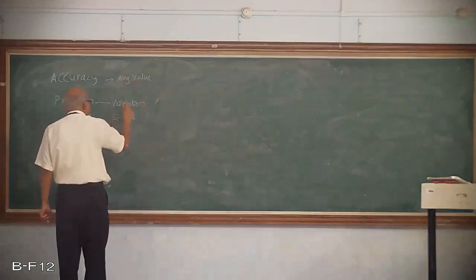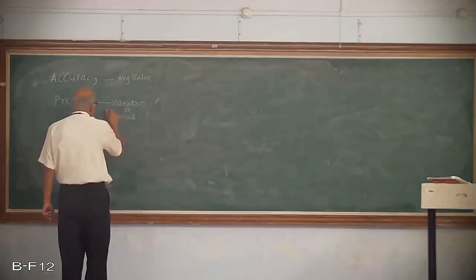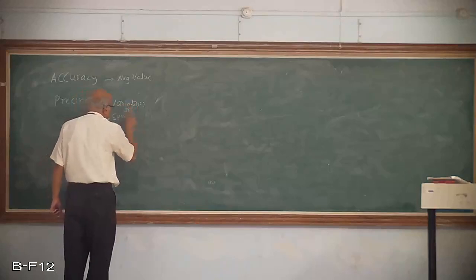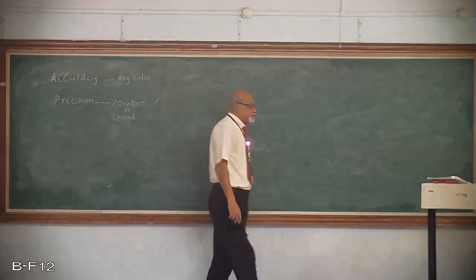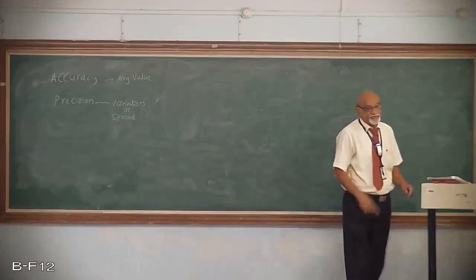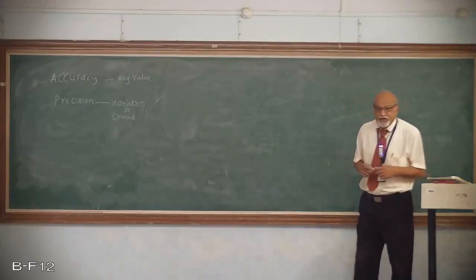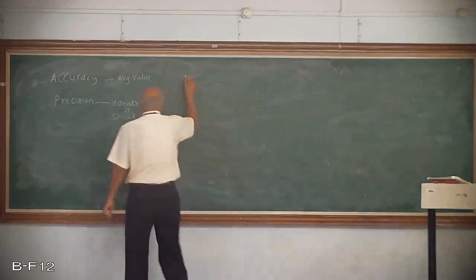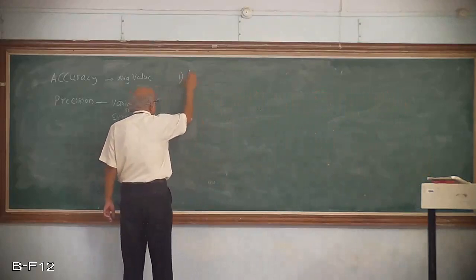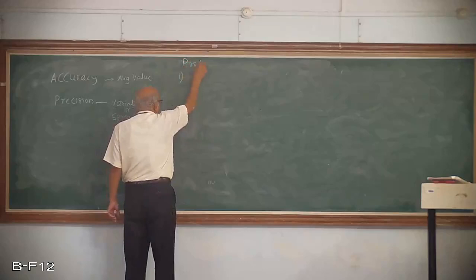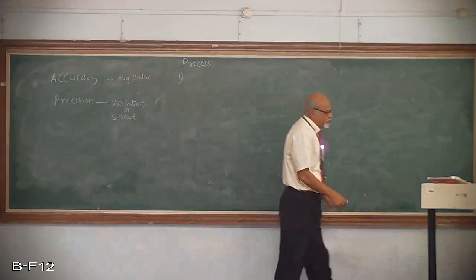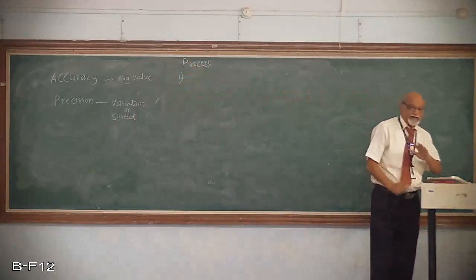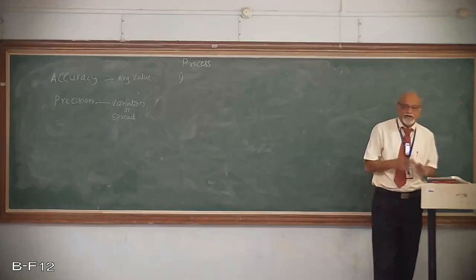Accuracy, and variation or precision, means it refers to variation or the spread. A process may be more accurate, but it is not precise. So what are the possible cases? I will list them. This is what I will write at the top, because that is what I told you. When we talk about probability or statistics, we should be able to delineate all the possible cases, all the possible ways.